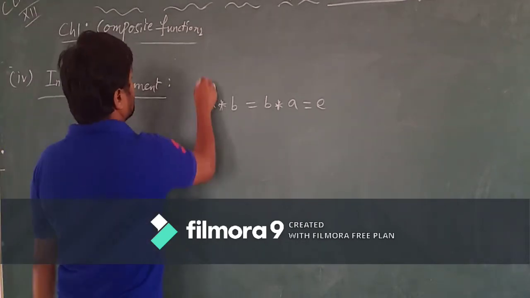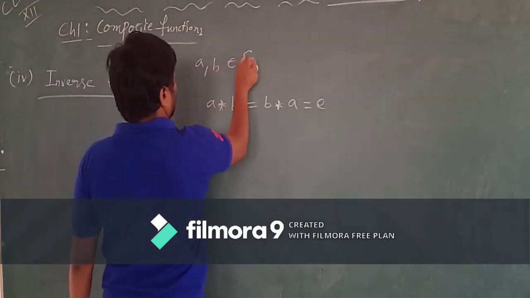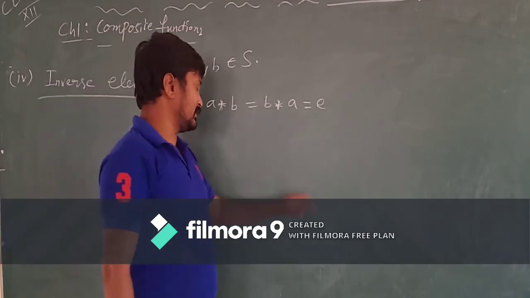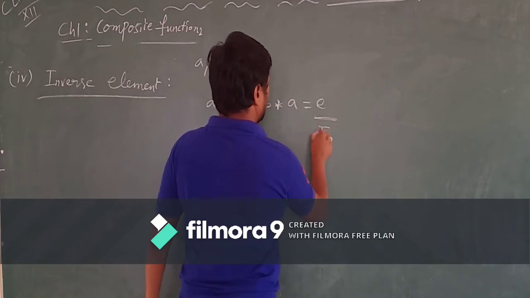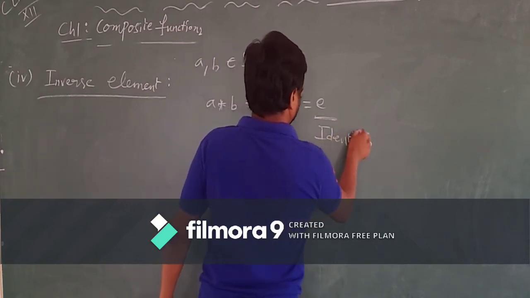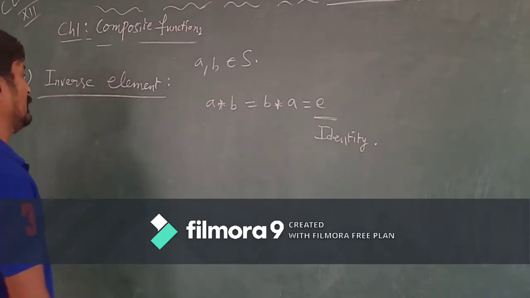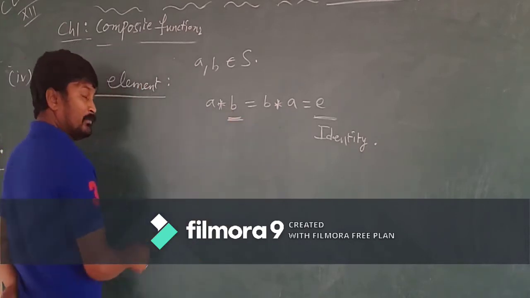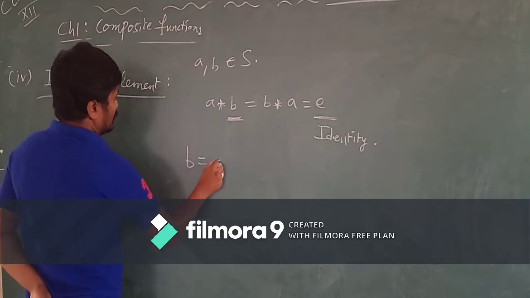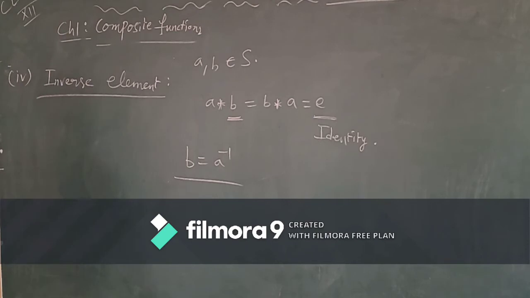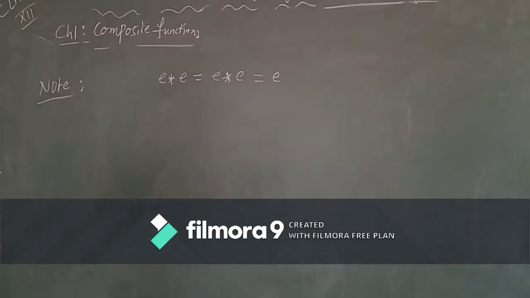If A, B belongs to S, then A star B is equal to B star A is equal to E. E is nothing but the identity element, which means that the operation is commutative and equal to the identity element, then B is called the inverse of A. Otherwise we can say that B is equal to A inverse. This is about the inverse element. Let's move on to the next topic.